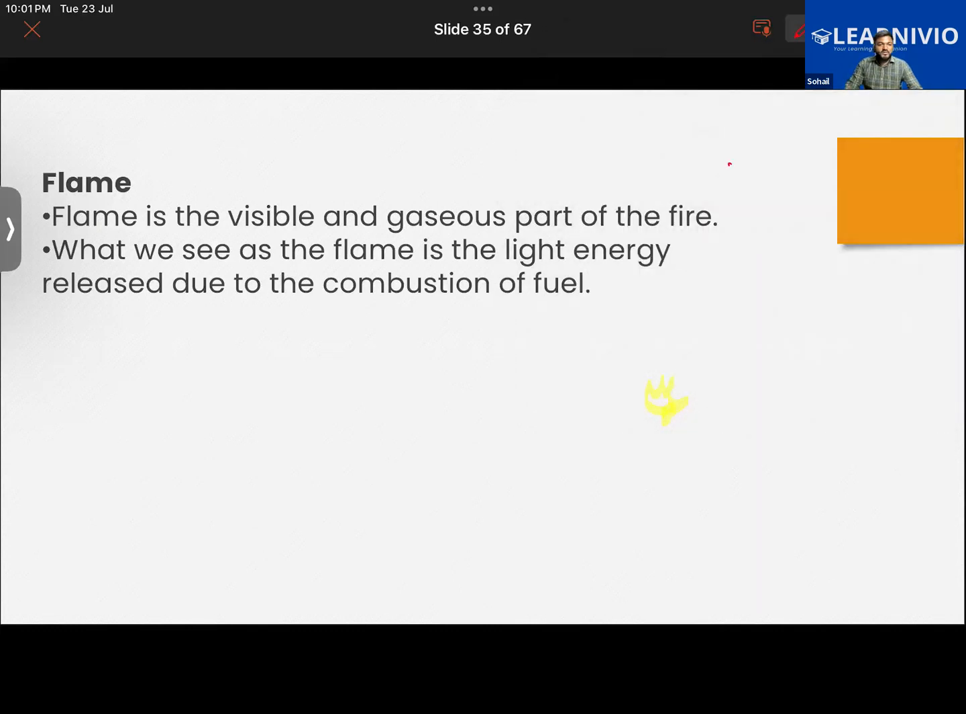Now talking about flame. Whenever a fuel undergoes combustion, not all fuels give off flame, but there are some fuels that, when they undergo combustion, convert into the vapor state. They release some vapors, some gases also. Can you think of some fuels that would release gases upon burning?